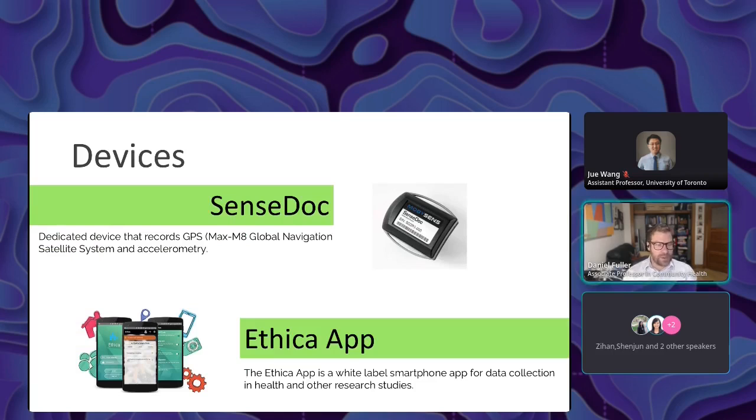For the study, we use 2 different devices, so participants have a choice. They fill out a health-related survey online, and then they can either choose to wear a SenseDoc, which is a dedicated GPS and accelerometry device for 10 days that they wear on the hip, or they can choose to download the Ethica app, which is now called Avicenna, which is a white label smartphone app for data collection in research studies. Participants download the app on their phone, and it collects GPS and accelerometer data for 30 days from their smartphone.